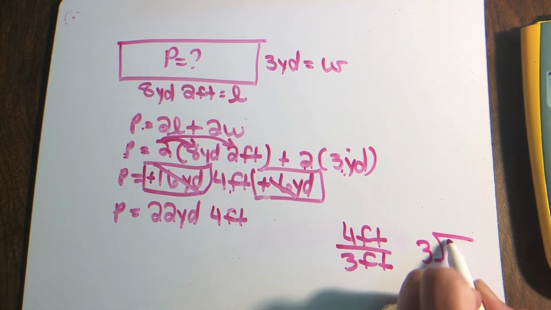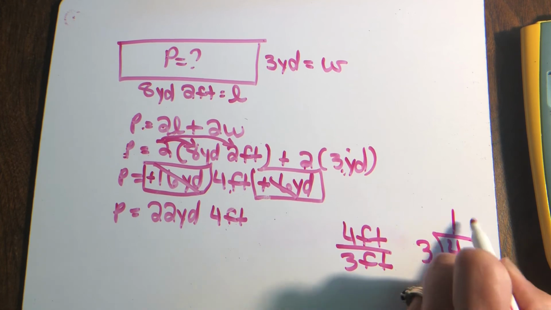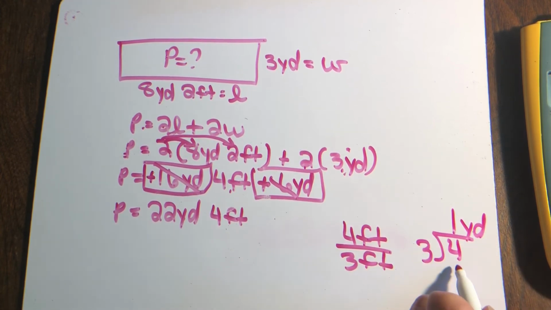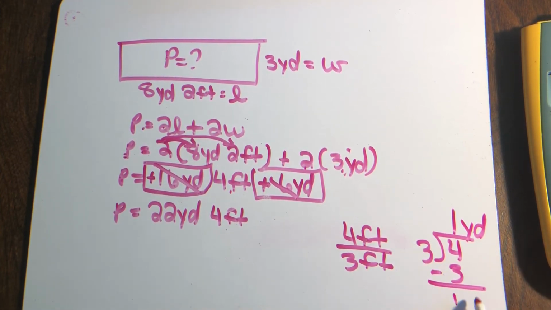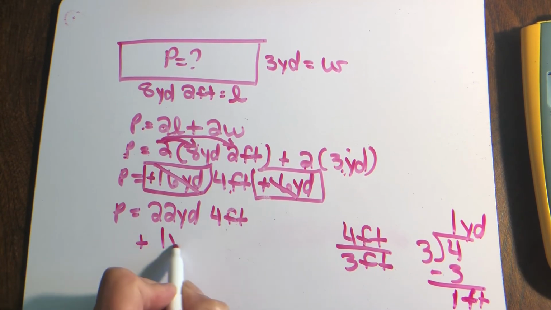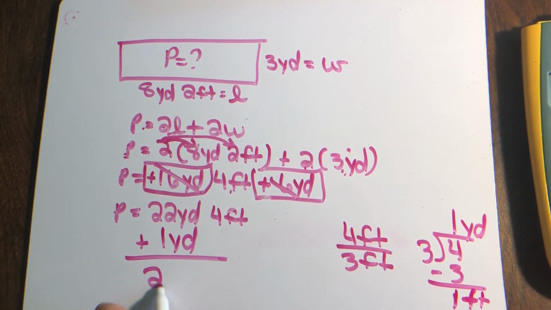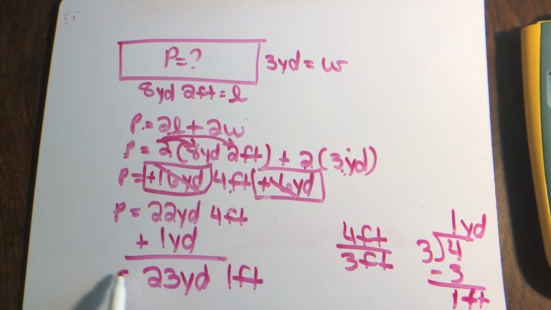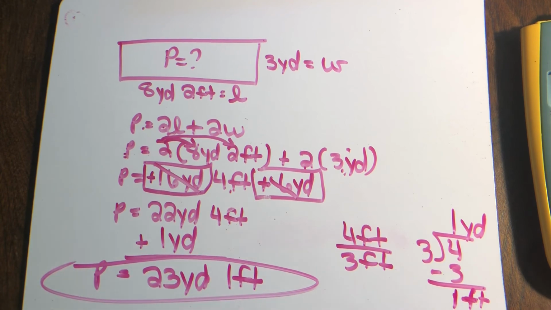So 3 goes into 4 one time. That's going to go to a yard. 1 times 3 is 3. And you have a foot left over. So then we add our 1 yard to the yards. And we have 1 foot left over. So that's our final perimeter.